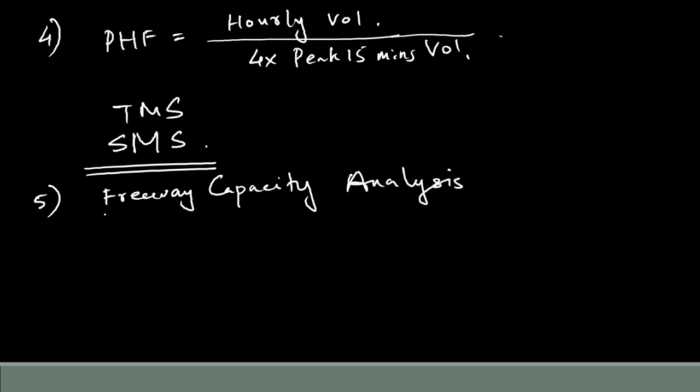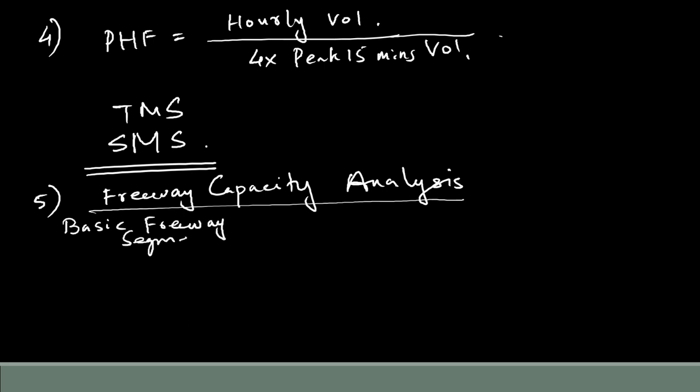So, freeway capacity analysis. A freeway can be divided into three parts. One is the basic freeway segment. Another is the weaving segment. And the last one is the ramp junctions.